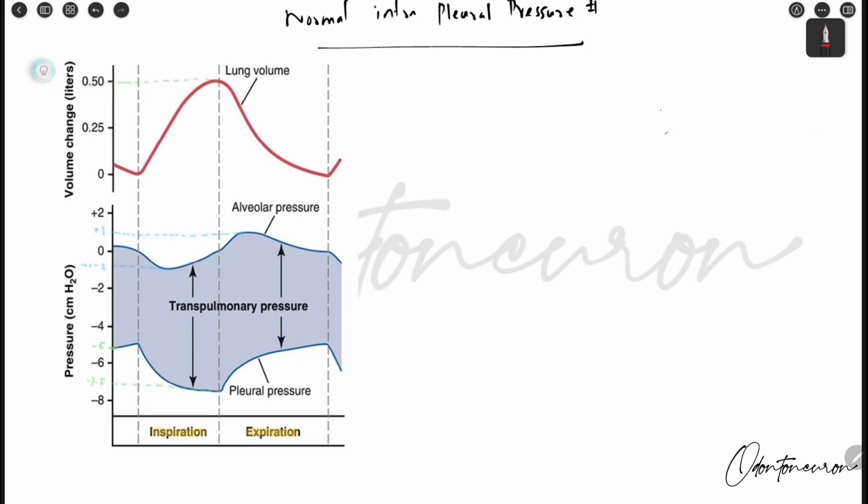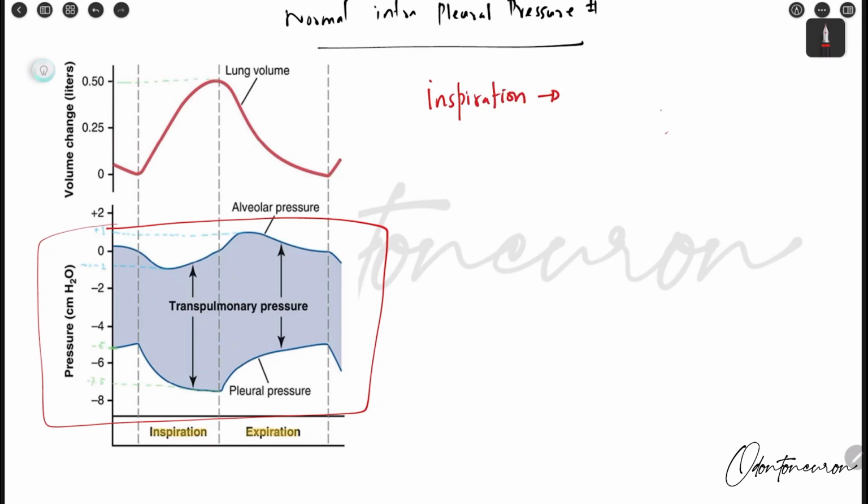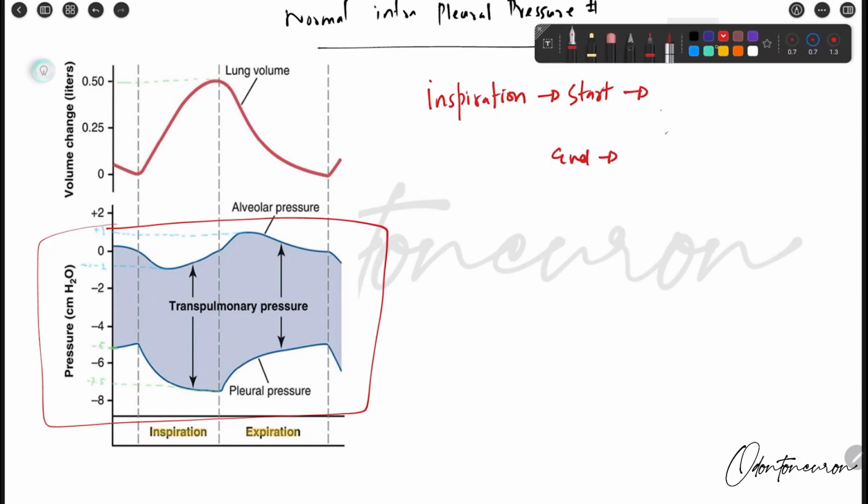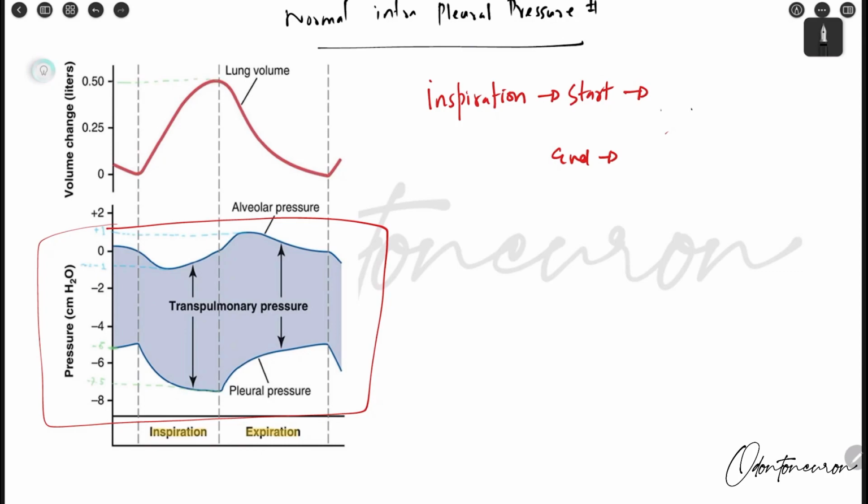Now, just concentrate on this graph. Let's start. What we do first is inspiration. In inspiration we have the beginning, the start of inspiration, and the end of inspiration, which we all know. Once you start inhaling, the thing you have to remember is that it is minus 2 mmHg. So basically it starts like this. This is where you start your inspiration.